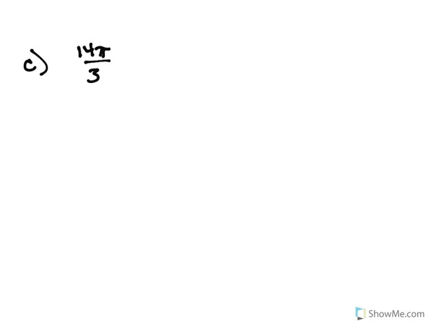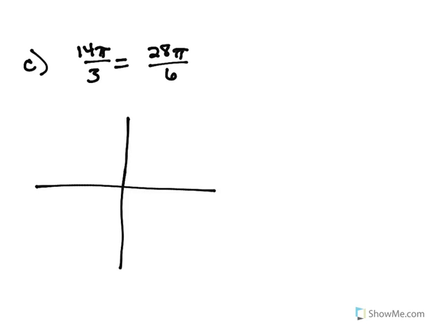All right, 14 pi over 3. Now we got the 3's from doing the 6's, right? So I can say this is an equivalent fraction to 28 pi over 6, and then I can use my sixths. All right, so what I'm going to do is put my sixths on here. And it's a positive angle, so we're going to go in the counterclockwise direction, and we're going to start counting around. This is 1, 2, 3, 4, 5, 6, 7, 8, 9, 10, 11, 12.